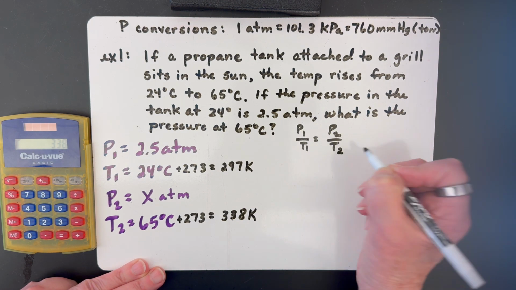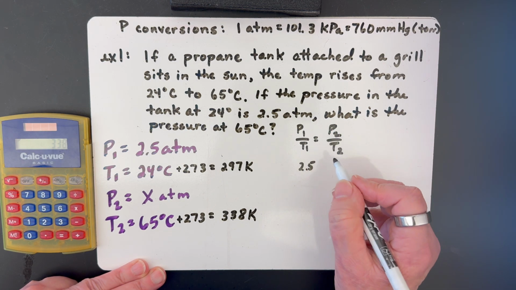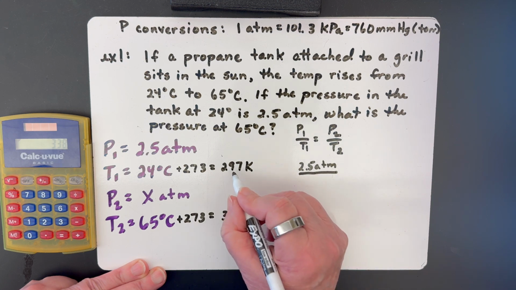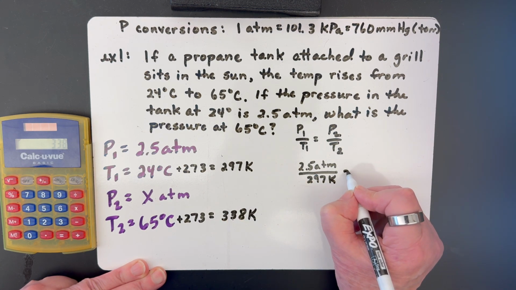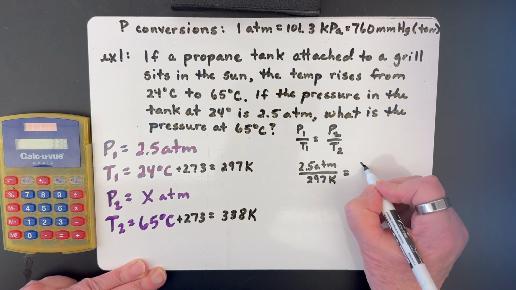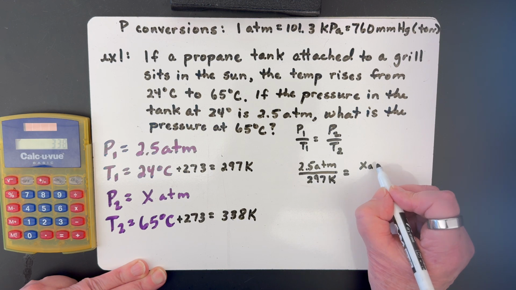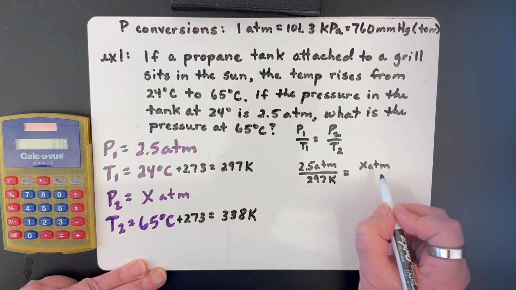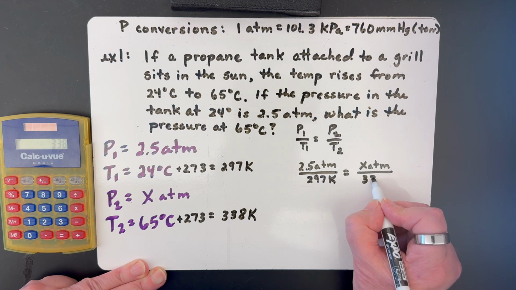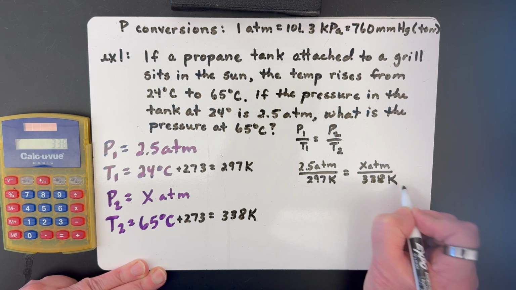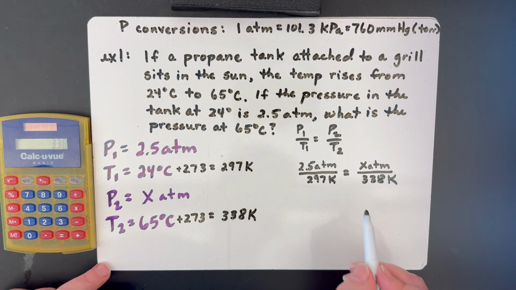So we're going to fill in our variables. Pressure 1 is 2.5 atmospheres. Temperature 1 is 297 Kelvin. Pressure 2 is what we're trying to find, and since our pressure 1 is in atmospheres, our pressure 2 is going to come out in atmospheres, and our final temperature is 338 Kelvin. The easiest way to solve this is to go ahead and cross multiply.